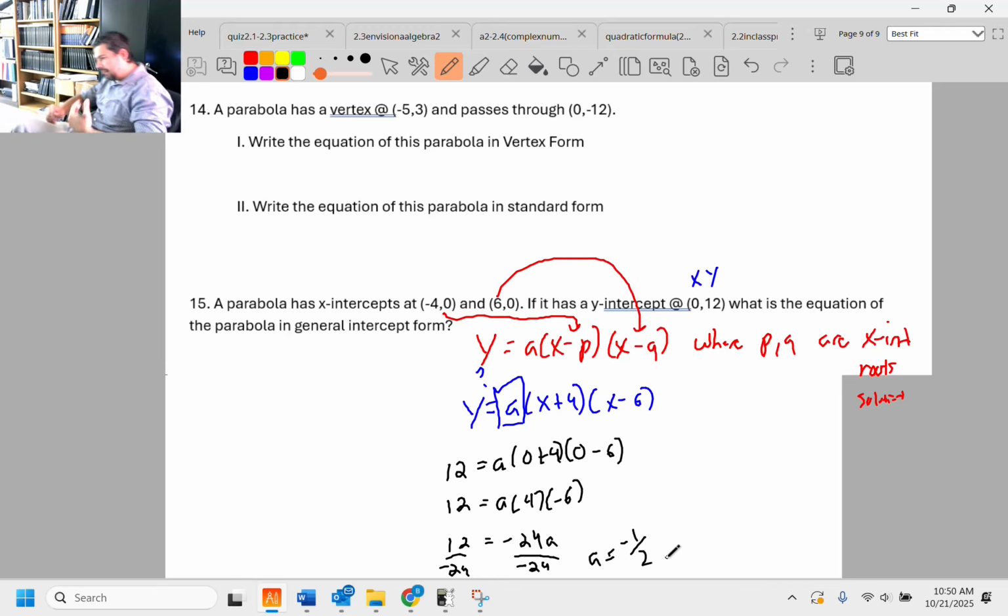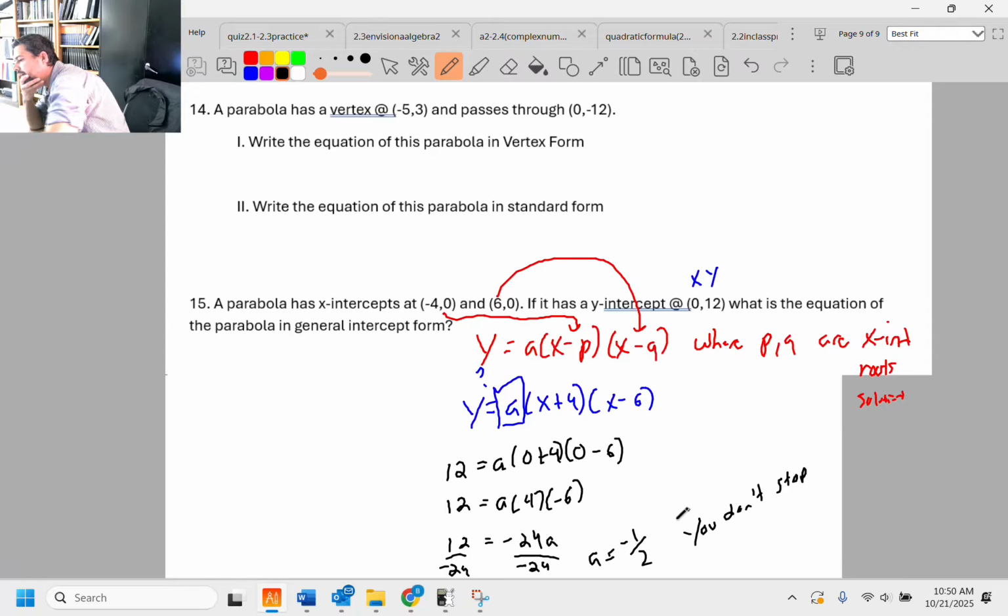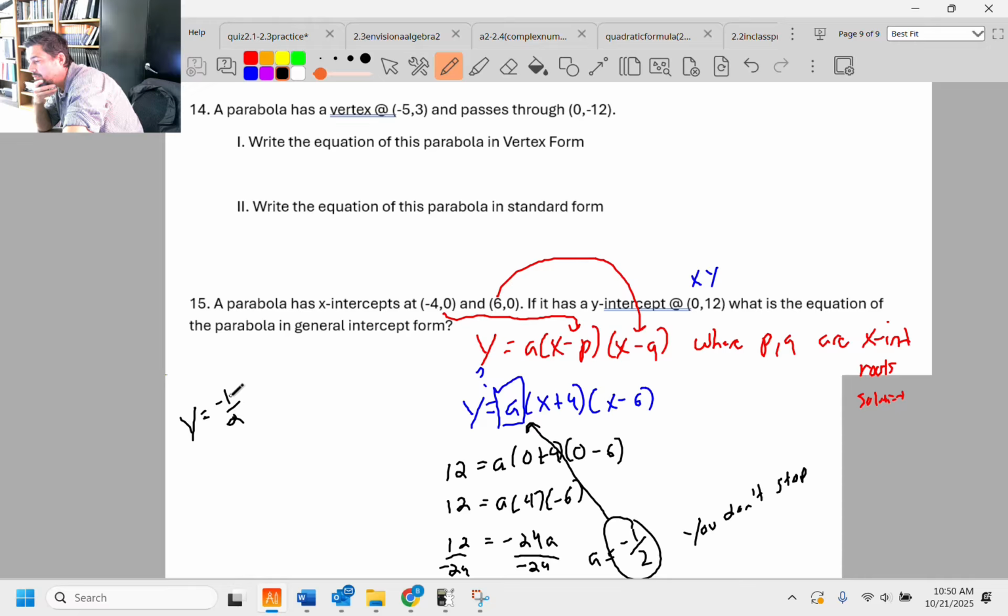You don't stop here. You are asked to write an equation. You're supposed to put that number right there. You might say, well, I know what it is. I don't care. I told you to write an equation. If you stop here and you don't put a back where it belongs, I will have to take off, because you are not answering the full question. You are partially answering it.